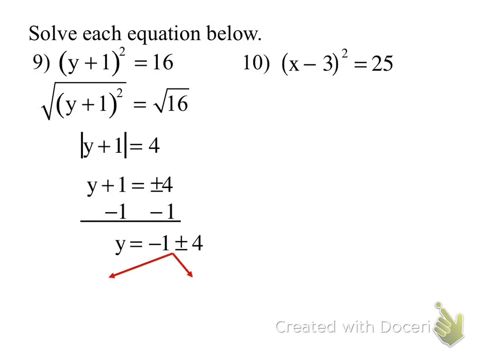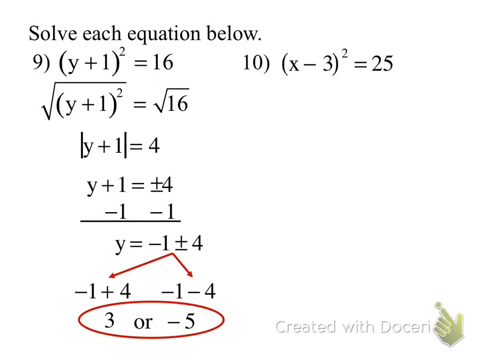So now I branch it. That means negative 1 plus 4 and negative 1 minus 4. And what are my two solutions, Josh Kim? 3 and negative 5. And there are my two solutions.